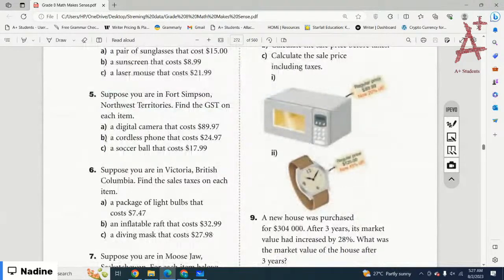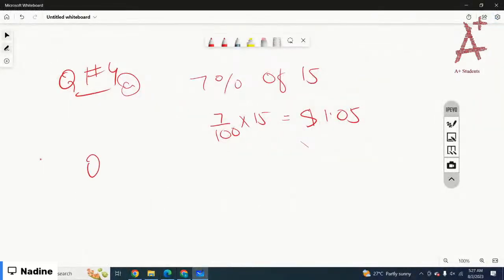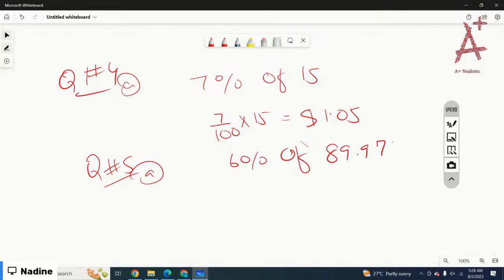I'm going to calculate on a digital camera that cost $89.97. Just calculate 6% on $89.97, right? So it is 6 over 100 times 89.97. So 6 times 89.97, 539.82, divided by 100. That is $5.39, right? That means 6% is $5.39.